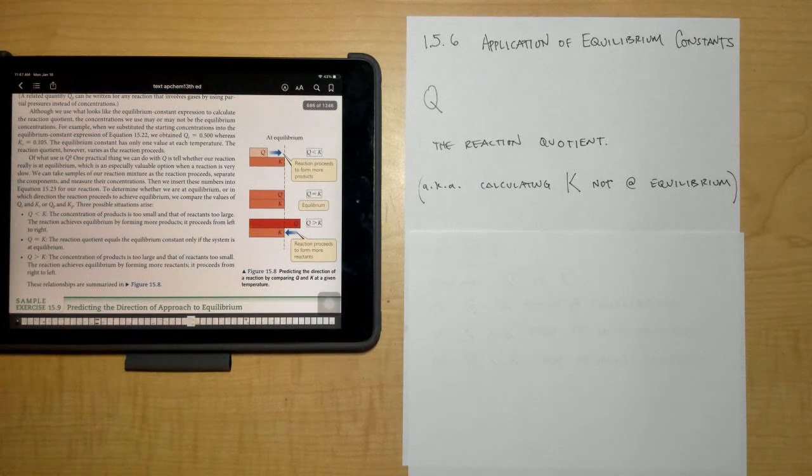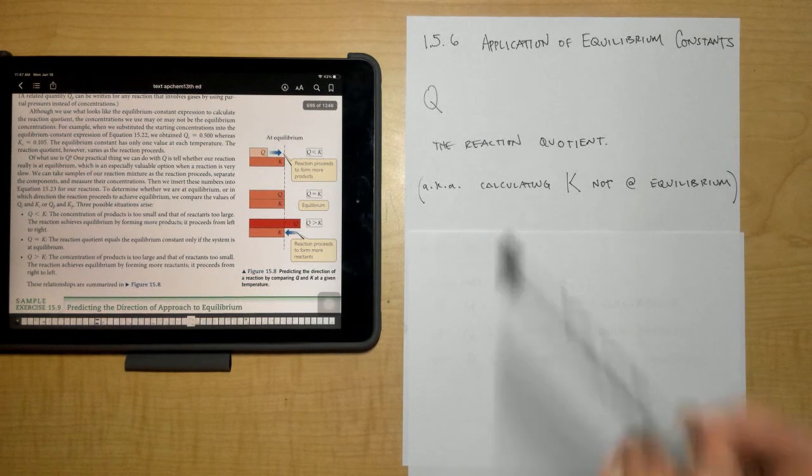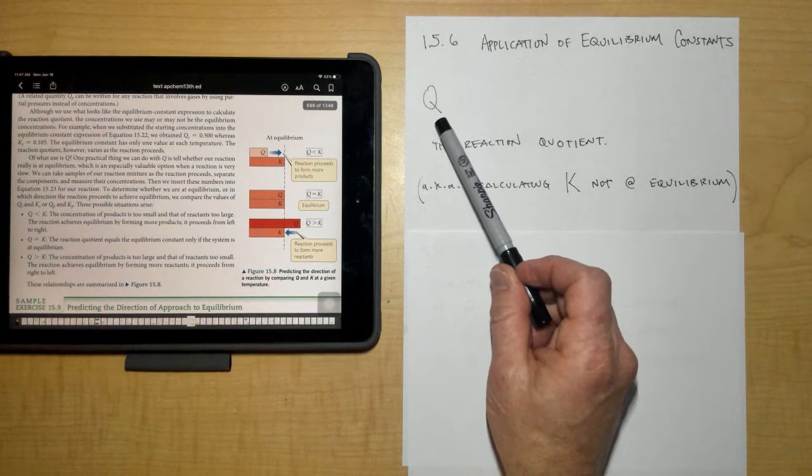Alright, in this video on equilibrium, we'll look at some applications of the equilibrium constant. The first one is a situation where you might be given some data about reactants and products, concentrations, pressures, and you don't know if you're at equilibrium or not. You know the equilibrium constant, but you're not sure whether these concentrations actually fit the equilibrium constant's value or not. Well, in this case, you calculate something called Q, capital letter Q.